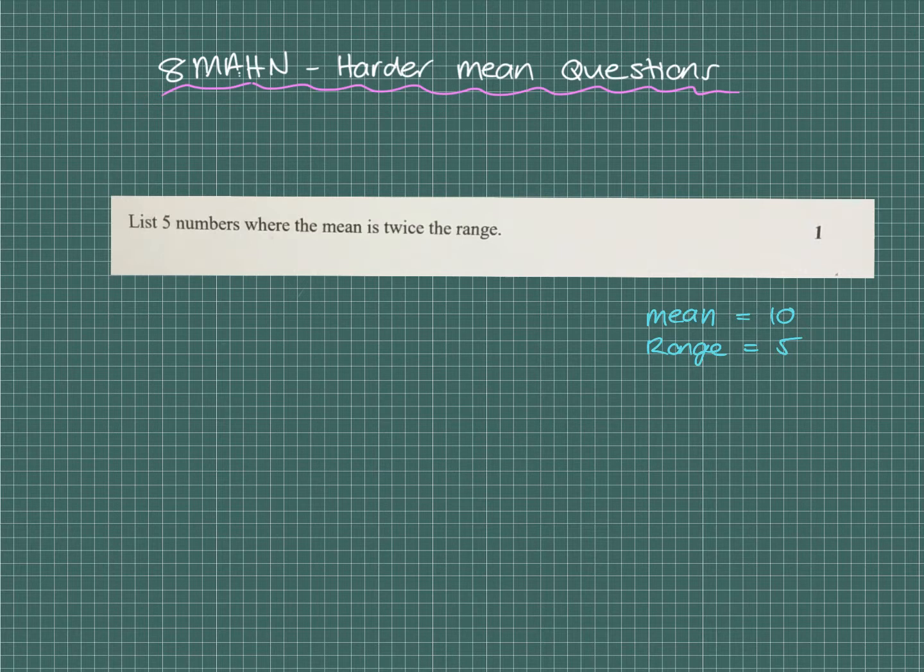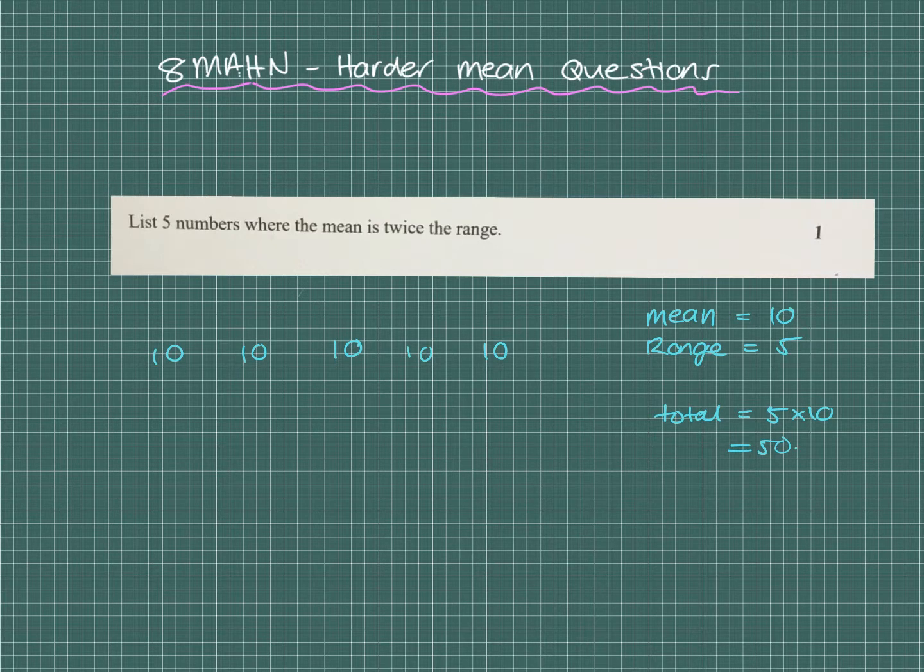Now for me, I'm going to start with a median of 10. Now I want a mean of 10, so I'm going to start with a 10 there. If I want to have a mean of 10, that means I'm going to have a total score of 5 times 10, which is 50. So if I have 10, 10, 10, 10, 10, that would kind of work. But of course, I'm not going to have a range of 5. I'm going to have a range of 0.